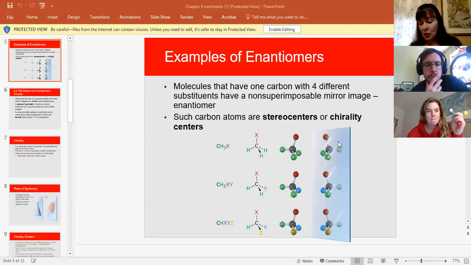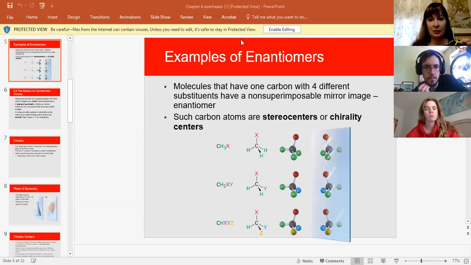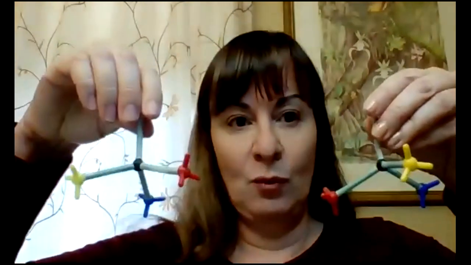Okay, so let me show you the 2 molecules that I have here and see if we can solve our mirroring problem. Here's one of the compounds that I made. Let me put myself back on full screen so you guys can see me better. So here is one of the compounds that I made, and here is the other one.